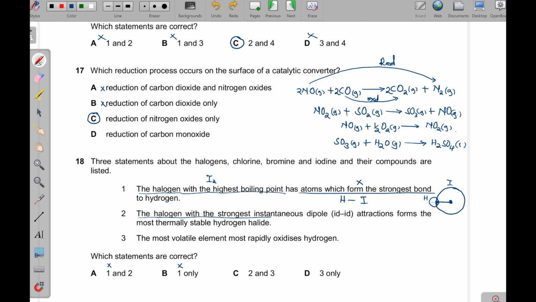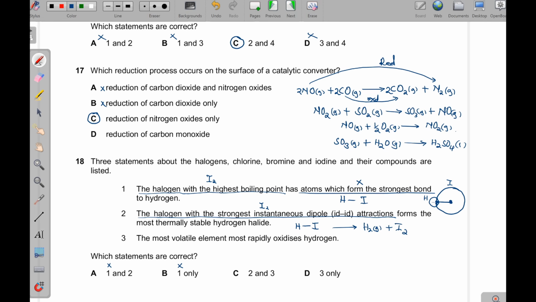The halogen with the strongest ID-ID attractions. Which one? That one is, again, iodine. Forms the most thermally stable hydrogen halide. So when you look at the hydrogen halide here, going down the group, the bond energies decrease. This one is easily converted into its elements, and you get hydrogen, then iodine.